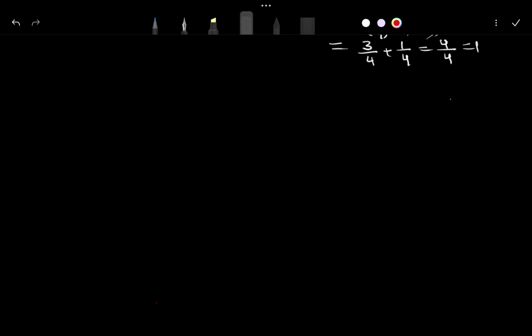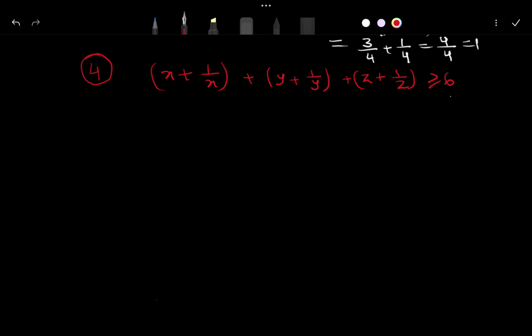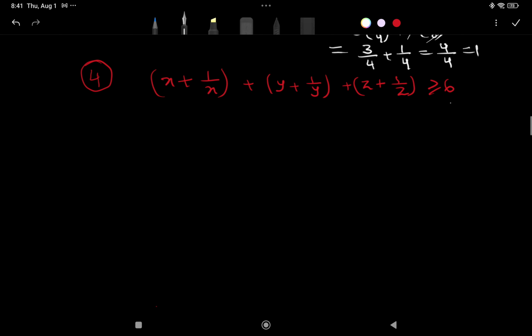Now we will discuss the fourth option. What is the fourth option? The fourth option is x plus 1 by x plus y plus 1 by y plus z plus 1 by z is always greater than or equal to 6. This is the fourth option. So how can we verify whether this is correct or wrong?